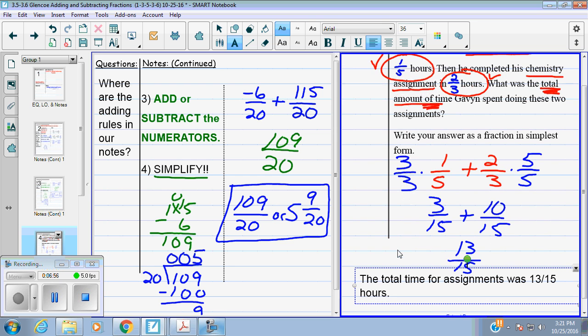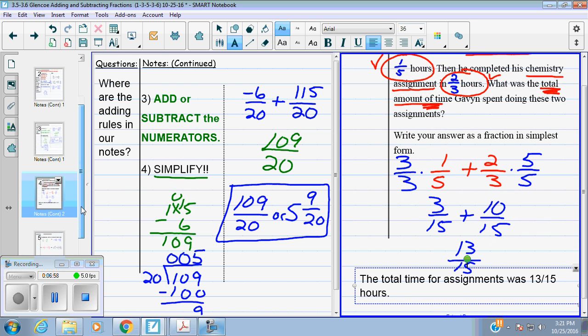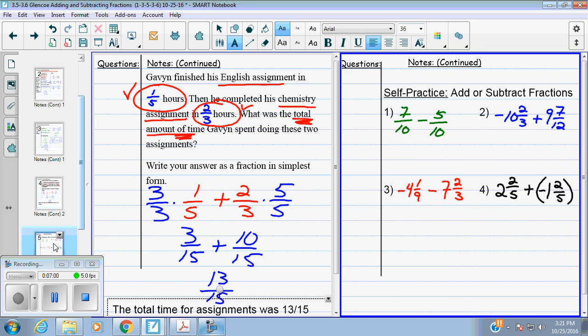Awesome job. Moving on to the next slide here. These all look pretty similar. So I'm going to show you number 1, and then we'll do 2, 3, and 4 in class together. Likely not tomorrow, but Friday.